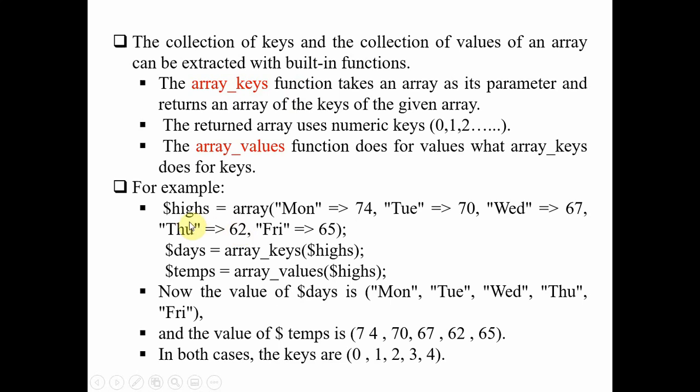So here we have an example. You can see that this example array is height. This is an example of an associative array because we have the keys as strings. Then I'm going to use two functions. array_keys: as its parameter, I'm going to pass this array. So of course, what will be the content of days? Days will be the keys here, that is Monday, Tuesday, Wednesday. And similarly, what should be the content of temps? Of course it should be 74, 70, 67, etc. So that is the importance of array_keys and array_values.